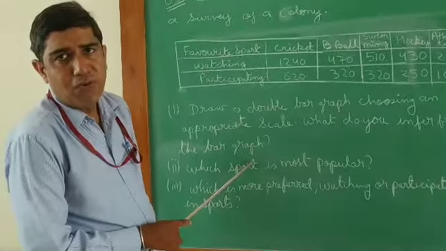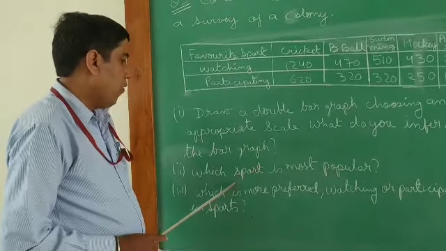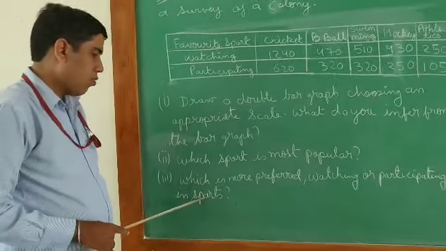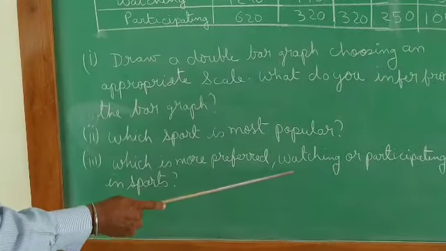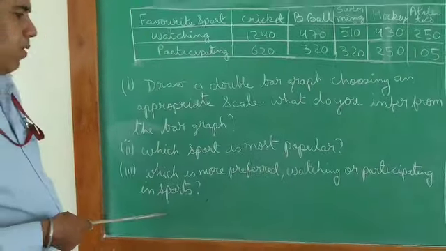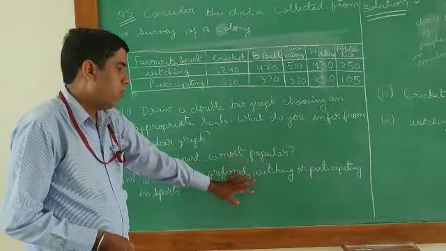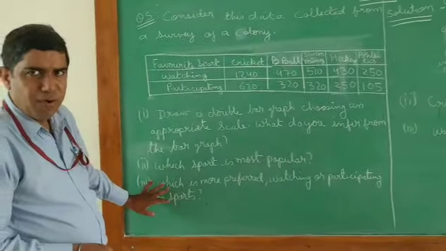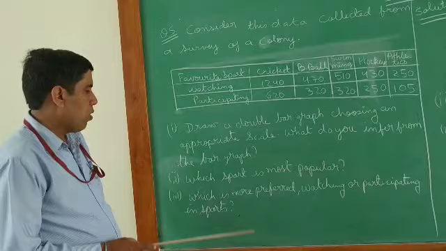Infer means what information we collect from the bar graph. So now, which sport is the most popular? And next question, which is more preferred, watching or participating in sports? Watching is more preferred or participating is more preferred? That you have to see. So you can see now.